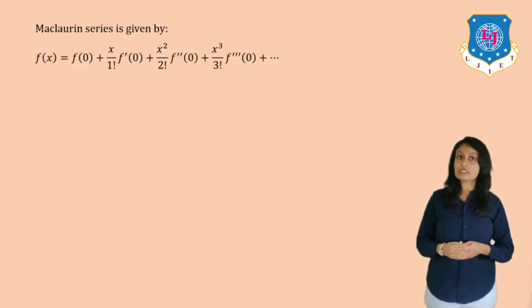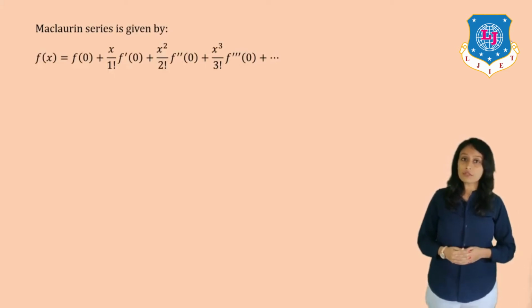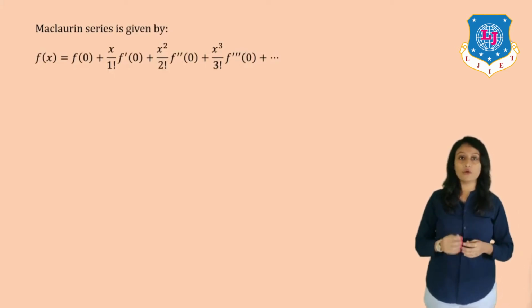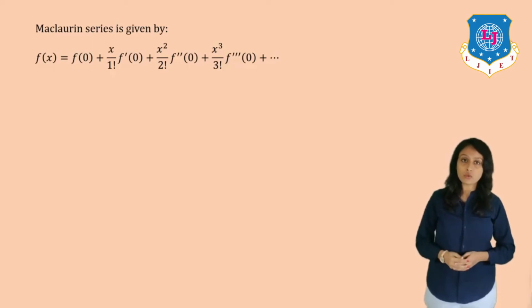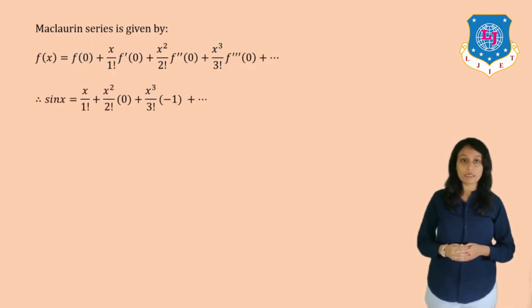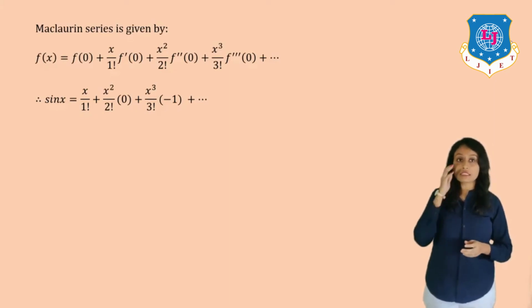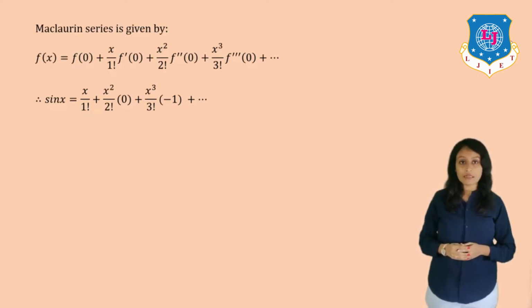So the Maclaurin series is given by the formula f(x) is equal to f(0) plus x upon 1 factorial f dash 0 plus x square upon 2 factorial f double dash 0 and so on. Now what we will do, we will substitute the value of f(0), f dash 0, f double dash 0 and so on. The first term f(0) was 0, so first term is 0. Next, x upon 1 factorial into 1 plus x square upon 2 factorial into 0 plus x cube upon 3 factorial into minus 1.